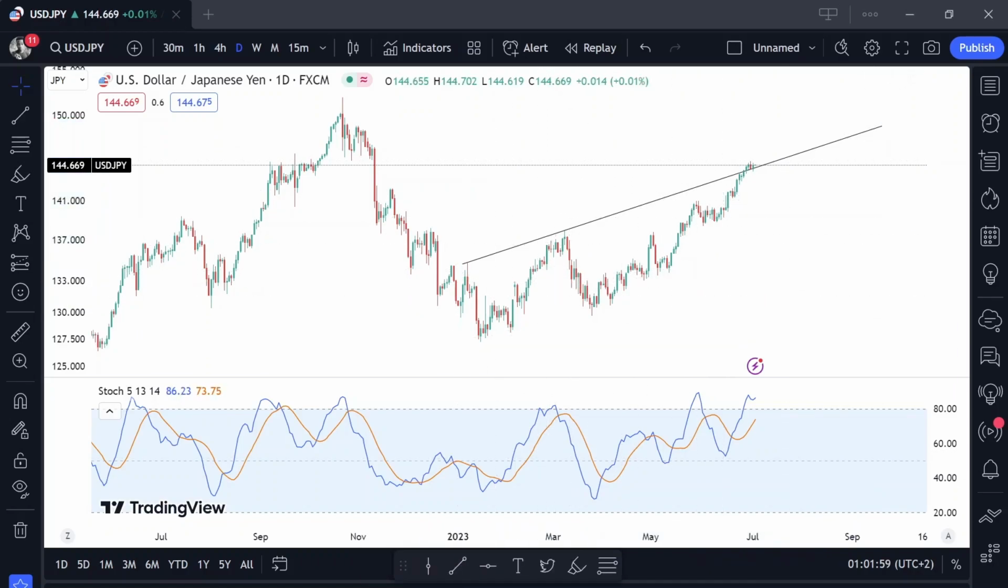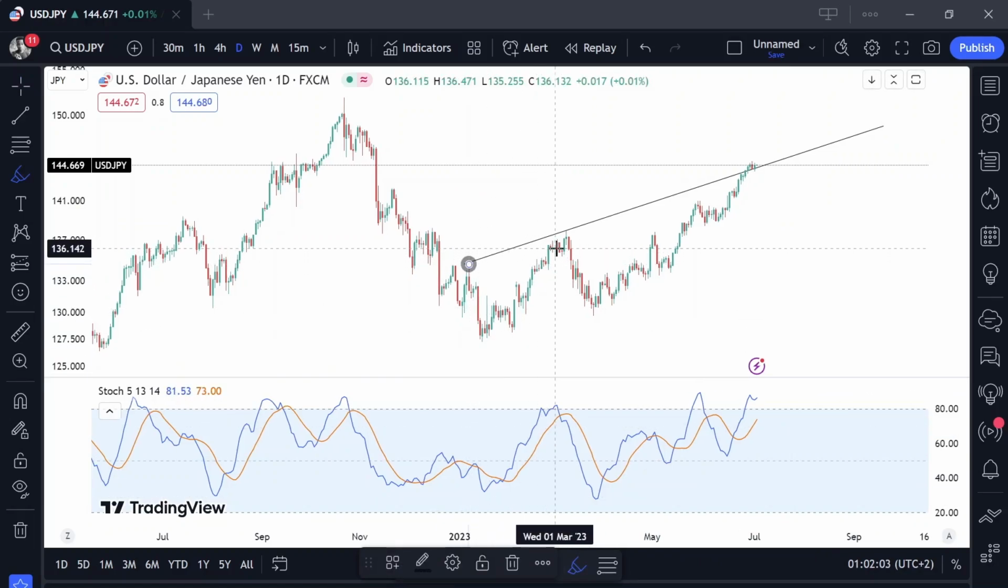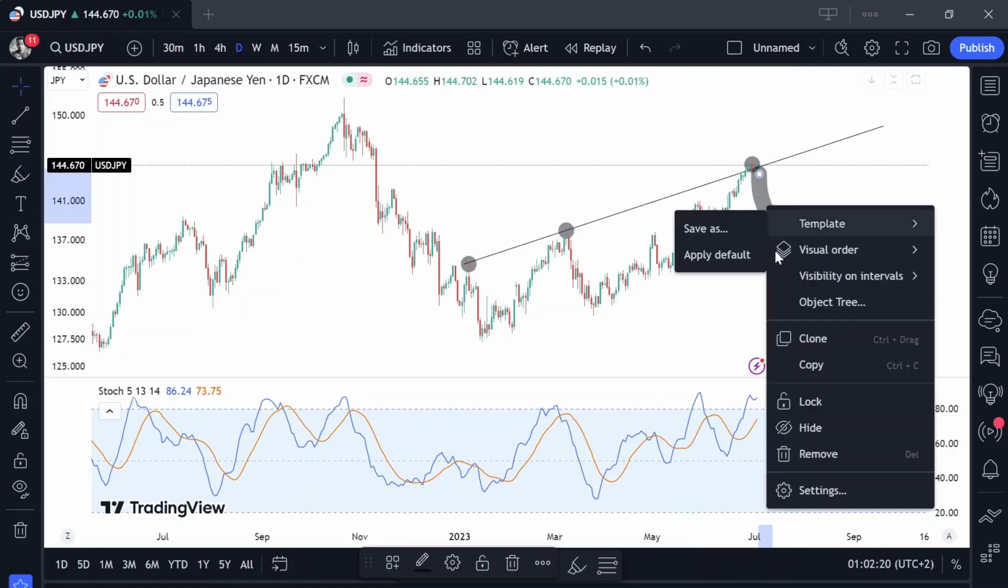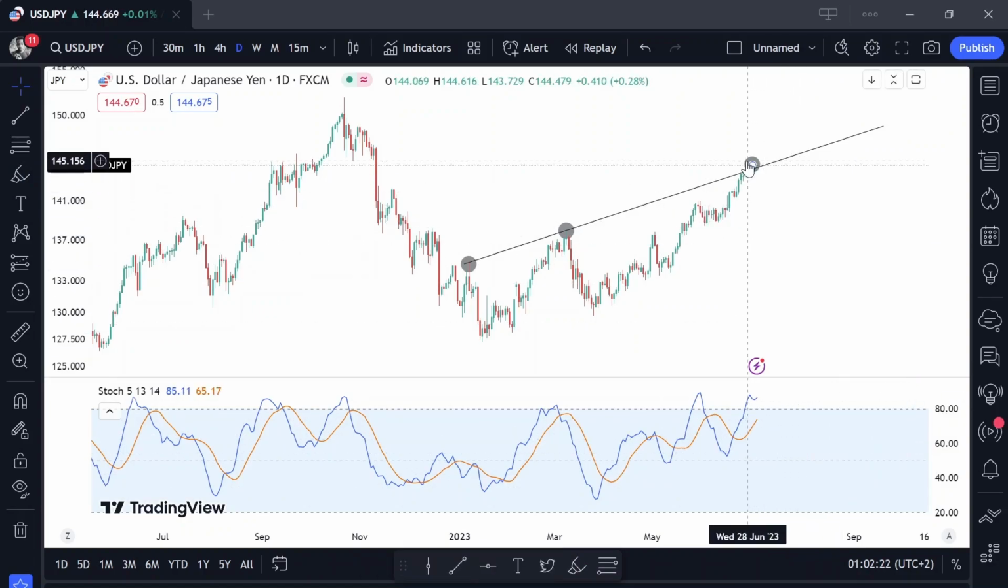There's a trend line here. I think we can both agree this is point A, then this is point B, then this is C, meaning that there's a potential that this thing might fall. So let me delete this. Remember, guys, I said no trend line, no entry.